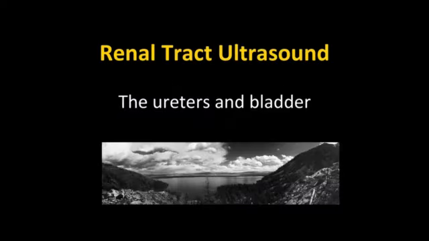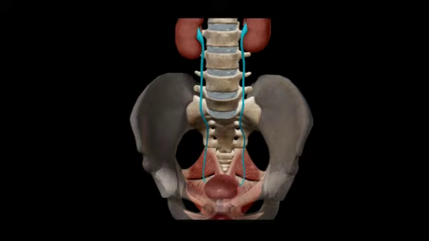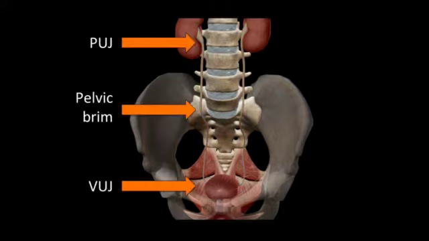So let's think about the ureters and the bladder. Here they are, running from kidney down to bladder. And we mentioned that stones get caught at the PUJ, the pelvic brim, and the VUJ. Now with ultrasound, you can usually assess the first few centimetres of the ureter. You can often, particularly if it's dilated, look at the ureter as it crosses the iliac vessels at the pelvic brim, and then you can assess the very distal ureter. But in between those areas, you really don't get good views of the ureter normally.